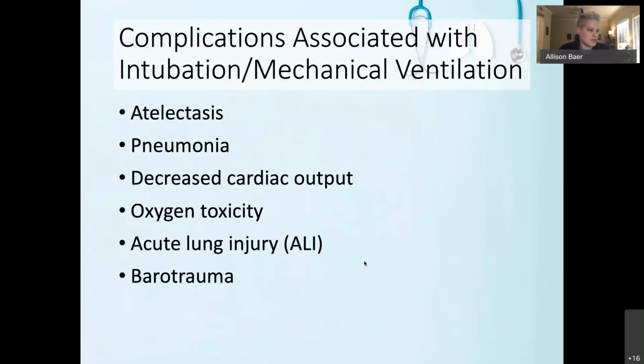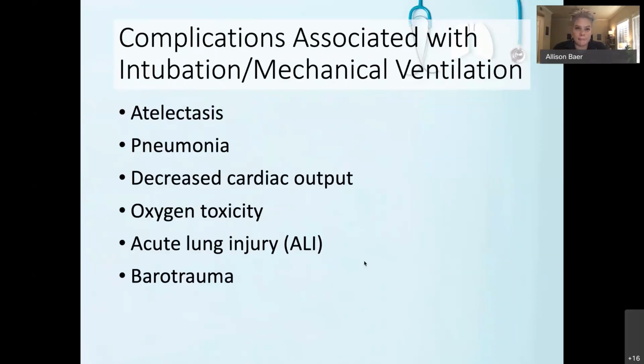But what are some complications associated with intubation and mechanical ventilation? So of course it can further cause atelectasis. As your body responds to a foreign object being put into it, it can have a negative reaction. You can have a ventilator-associated pneumonia, decrease in your cardiac output, because adding that mechanical ventilation, you're adding pressure into their lungs. Especially PEEP, you're increasing their intrathoracic pressure in general, which is going to put extra pressure on their heart and make cardiac output worse, especially if it's having trouble already.